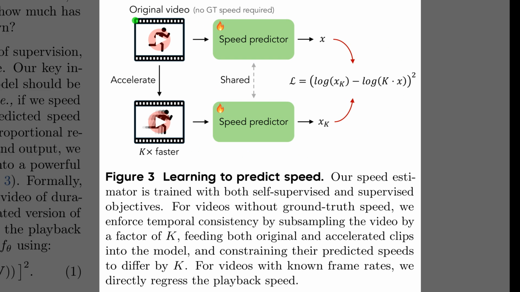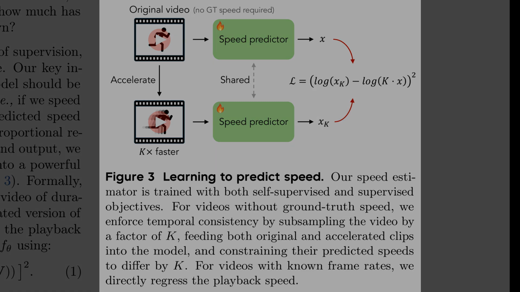It takes an original video clip and artificially accelerates it by a known factor. Both the original and the faster versions are then passed through a shared speed predictor. A clever self-supervised loss function forces the model to ensure its prediction for the fast clip perfectly matches the original prediction, simply multiplied by that acceleration factor.